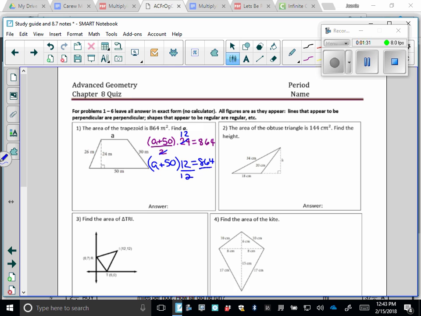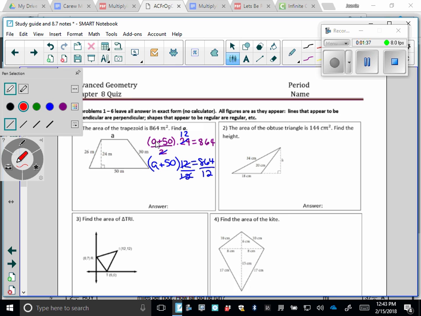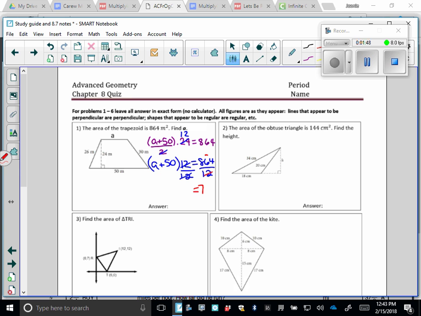Divide by 12. It'd be great to keep practicing that short division. 12 goes into 86 7 times, 7 times 12 is 84. So 84 from 86 is 2, so the remainder is 2, and then 12 goes into 24 twice. So 864 divided by 12 is 72. A plus 50 equals 72. Subtract 50, and your final answer is 22 meters.